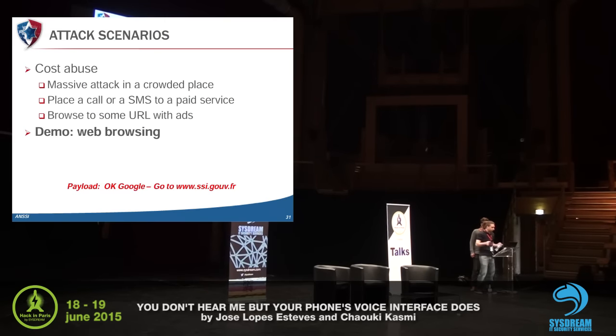The next demo is about web browsing. So the scenario here could be some cost abuse attacks. So you can imagine a massive attack in a crowded place, in the metro, for example, the subway. And here the scenario is that you force the victim to place a call or to send a text message to a paid service, or a text message to subscribe to a paid service, and so on.